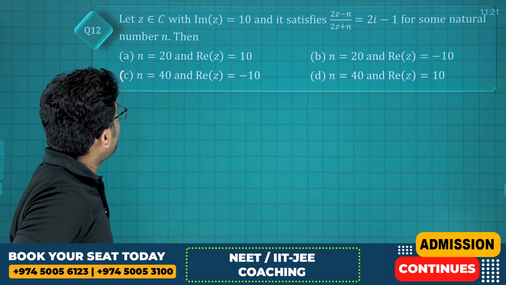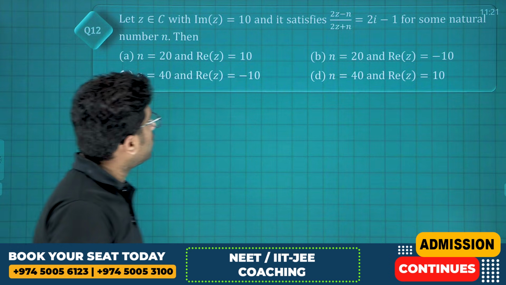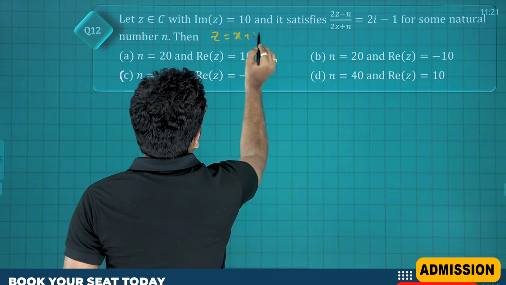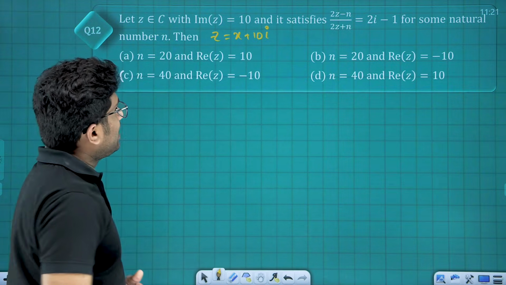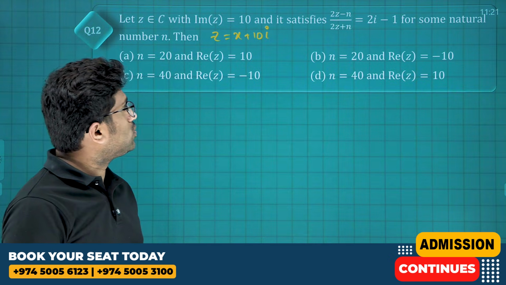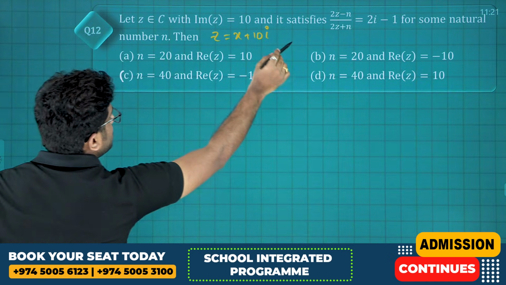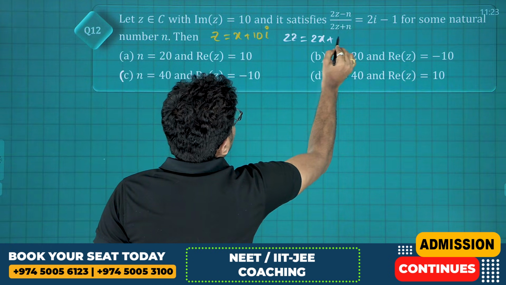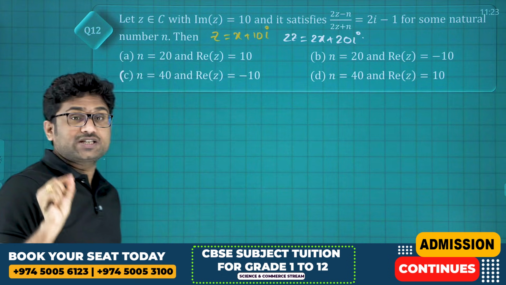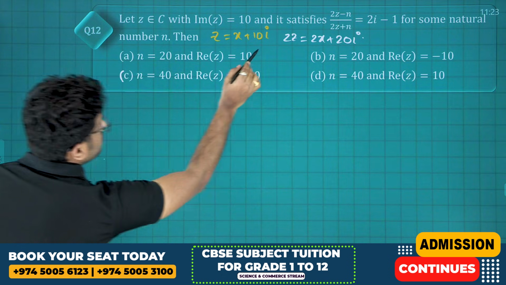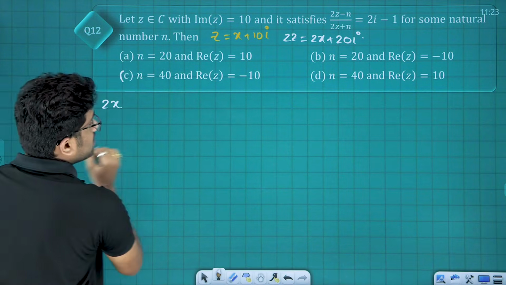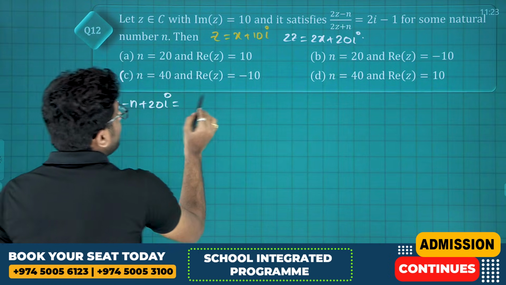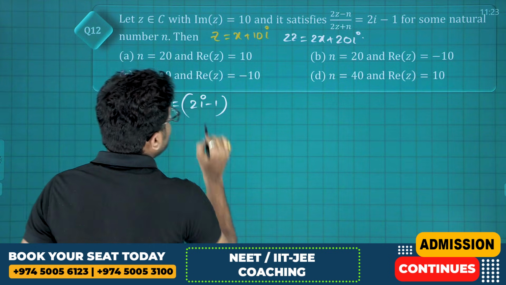Next question. Let z belong to C with imaginary part of z equal to 10. That means z is equal to some x plus 10i. And it satisfies (2z minus n) divided by (2z plus n) is equal to, first, what is 2z? 2z is nothing but 2x plus 20i, it is not 10i, 2x plus 20i. So that means 2z minus n is 2x minus n plus 20i, which is equal to (2i minus 1) into 2z.